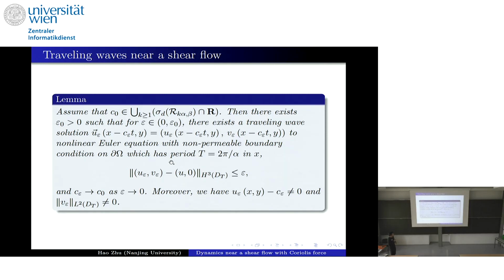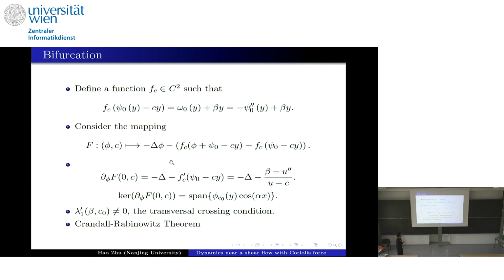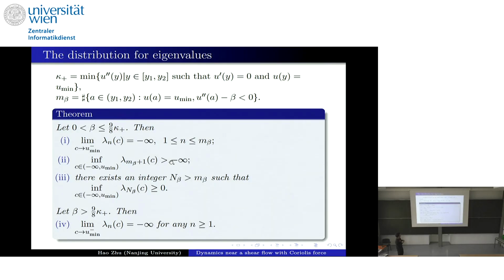The traveling waves take this form, and it is near the shear flow in this norm. And here, very importantly, C, the traveling speed, is not in the range of U. And the second component of velocity is not zero. So this is a non-shear traveling wave. The non-shear traveling wave makes the dynamics near the shear flow richer. I skip the details.